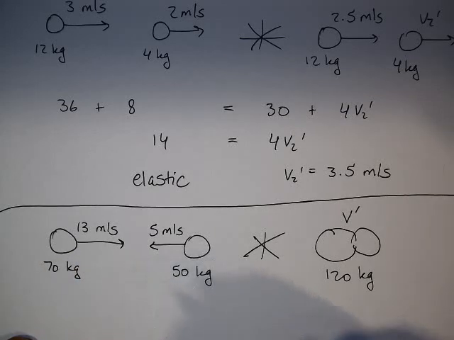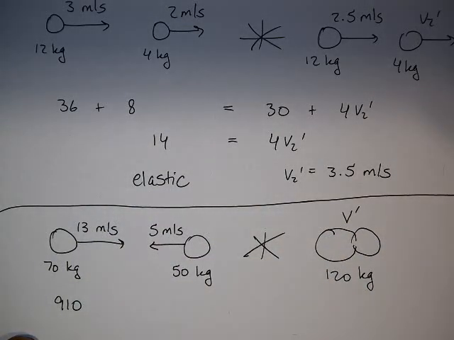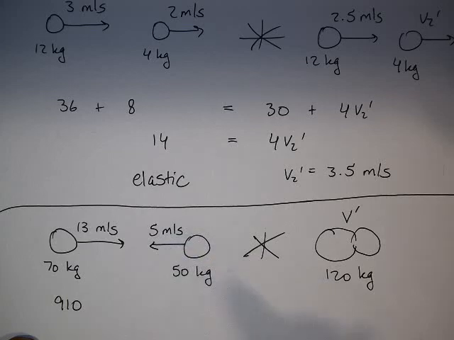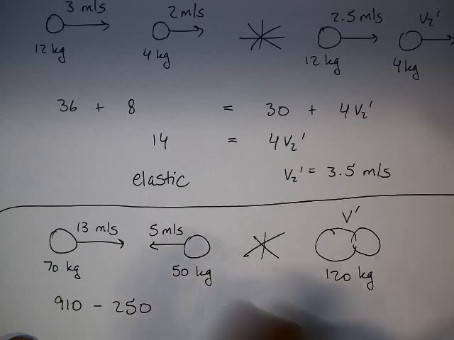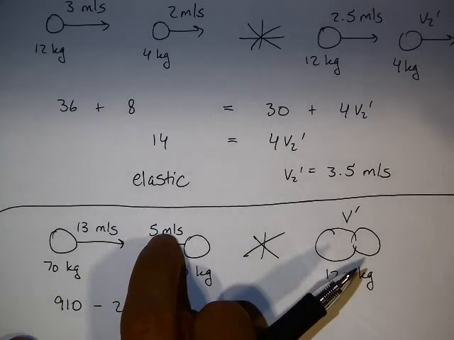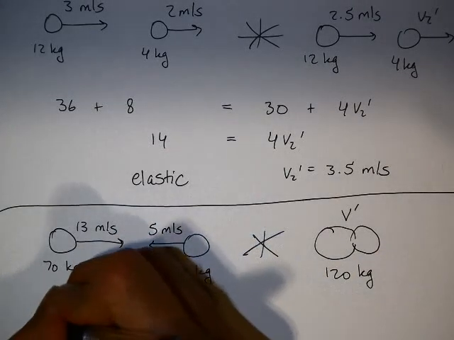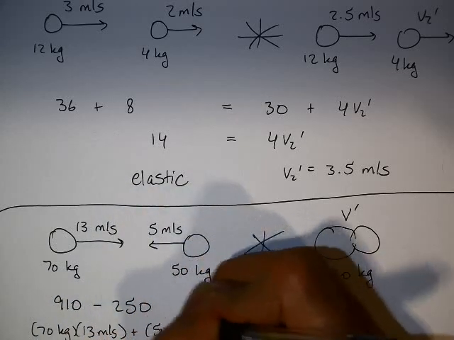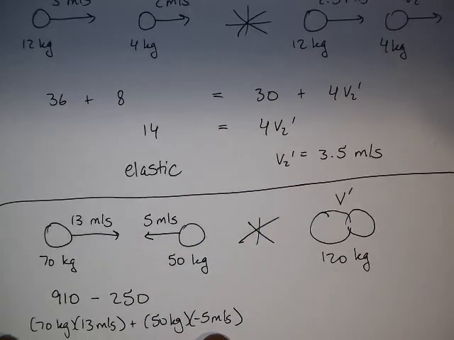Momentum of object 1, 70 times 13, is 910 kilogram meters per second. Here we have 250, but this thing is moving leftward. The fact that it's moving leftward means we subtract 250. That's really important. Really, this is a negative 5 meters per second. It looks like this: 70 kilograms times 13 meters per second plus 50 kilograms times a negative 5 meters per second, if we write it all out.